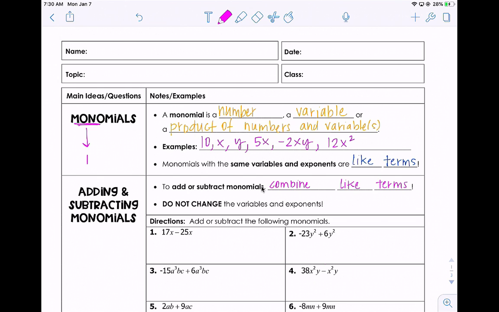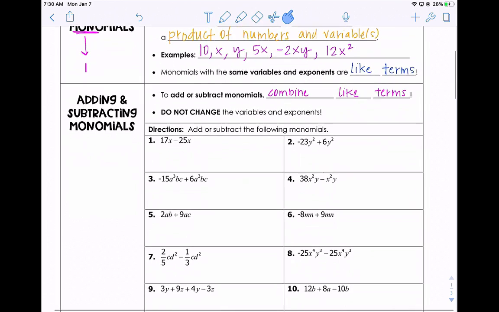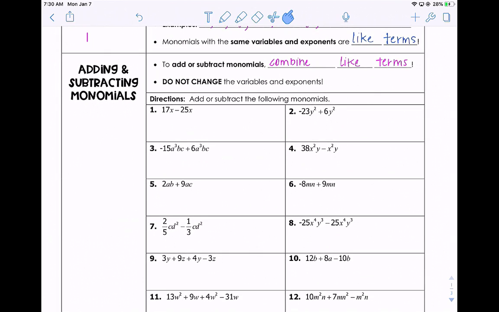So to add or subtract monomials, just like we've been doing the whole first semester, all you do is combine like terms. You do not change the variables or the exponents. So all you're doing is combining like terms. So we're going to do some of these examples together just to show you how this is going to work. Again, this should be review. We did this in the first semester.